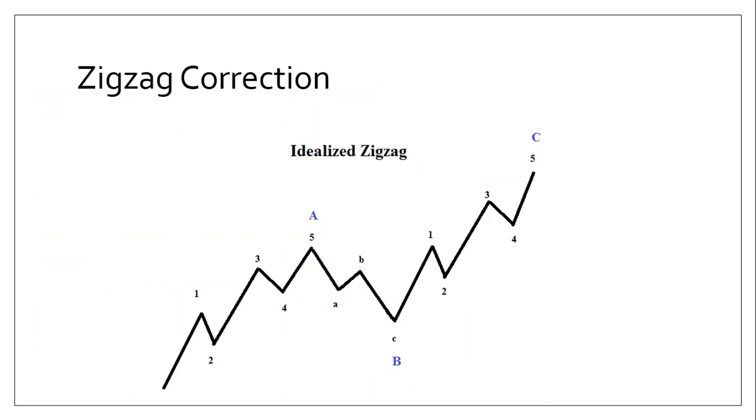Zigzag correction. Zigzag correction is a 5-3-5. It's a 1 2 3 4 5. As you can see, then we have a 3, A B C, then again we have a 5, a 1 2 3 4 5. So I'm going to explain all this and the formation, what's behind this, why it's like this, and how you're able, as I said earlier, to differentiate these from a flat.